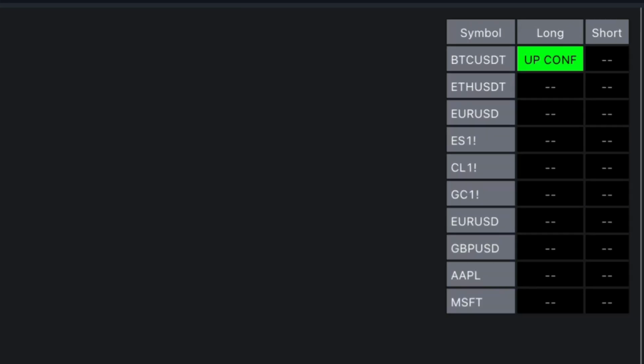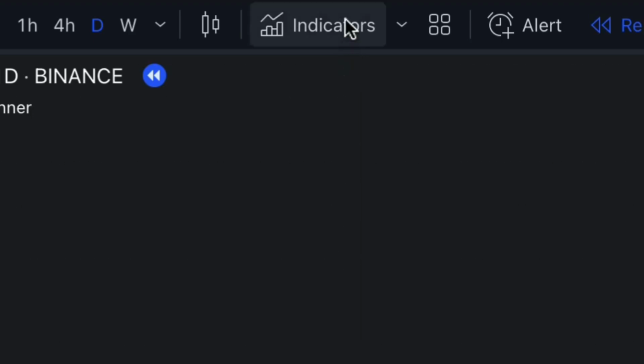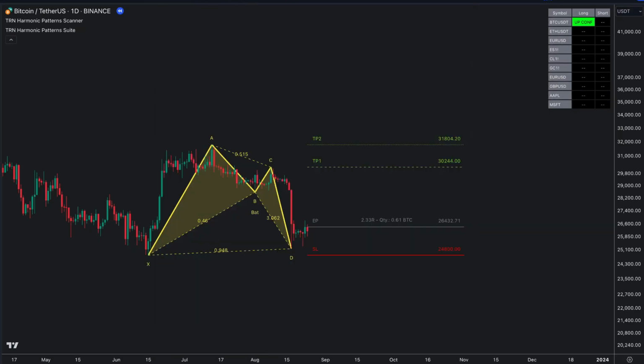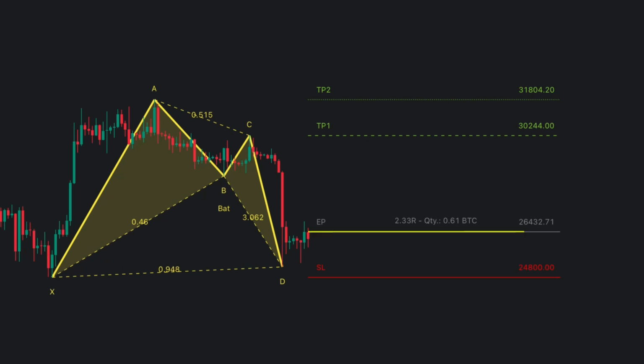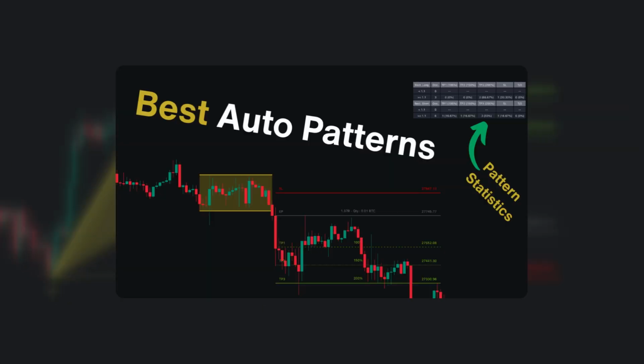A confirmed harmonic pattern got detected by our scanner in August 23 on the BTC daily chart. So let's add the TR harmonic suite to the chart, and this way the pattern gets displayed for you. Now we can enter a long position based on the entry, stop loss and take profit level displayed by our TR harmonic suite. If you want to know how to trade these patterns properly, take a look into our chart pattern tutorial where we cover all the details.